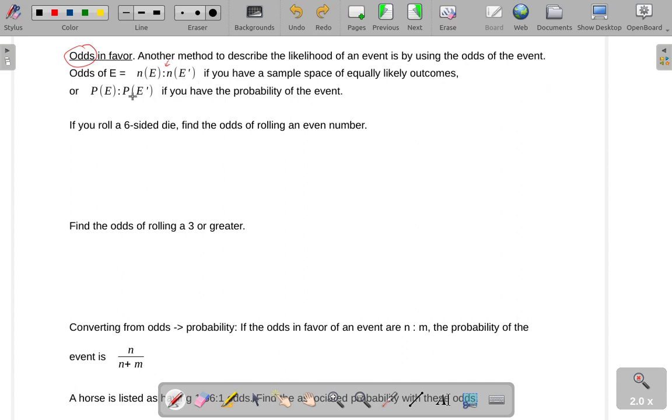If we don't know the sample space, we're forced to deal with the probabilities only. And you could still convert probabilities to odds by saying the probability of the event divided by the probability of its complement. So that's if you have the probability of an event.